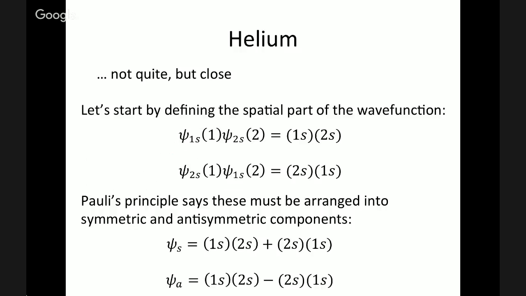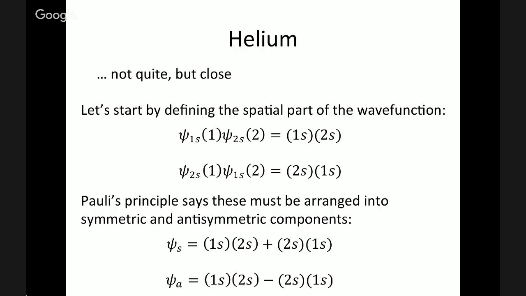Unfortunately, this description does not satisfy the Pauli principle, which states that the overall wave function, including the spatial and the spin part, must be antisymmetric with exchange of electrons. So you actually have to do a linear combination of these two wave function terms to get the real spatial components, where you now get a symmetric and an antisymmetric version. The symmetric version is just a positive linear combination, if you will. The antisymmetric is the difference between them. Okay, any questions on that?